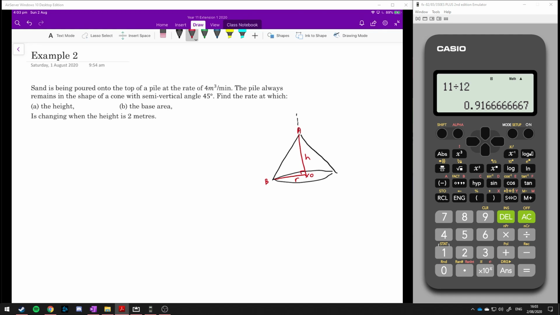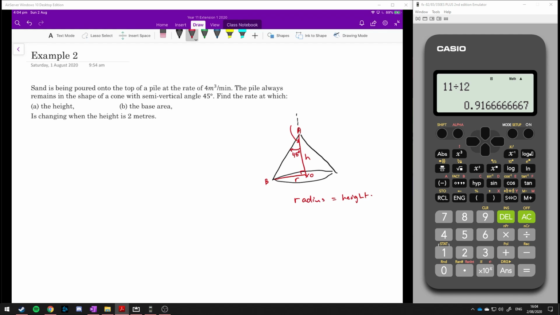Now, we also know that the semi-vertical angle is 45 degrees. So the semi-vertical angle is this angle at the top here. Okay, so this is our 45 degrees. So if that angle there is 45 degrees, it must mean that we have an isosceles triangle, which means that our radius must be the same as our height. Okay, and so when the radius increases, the height also increases by the same amount to keep that 45 degrees there.